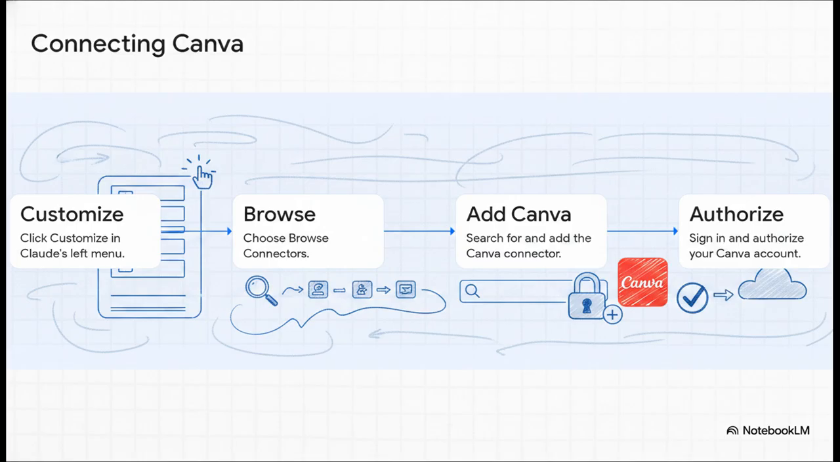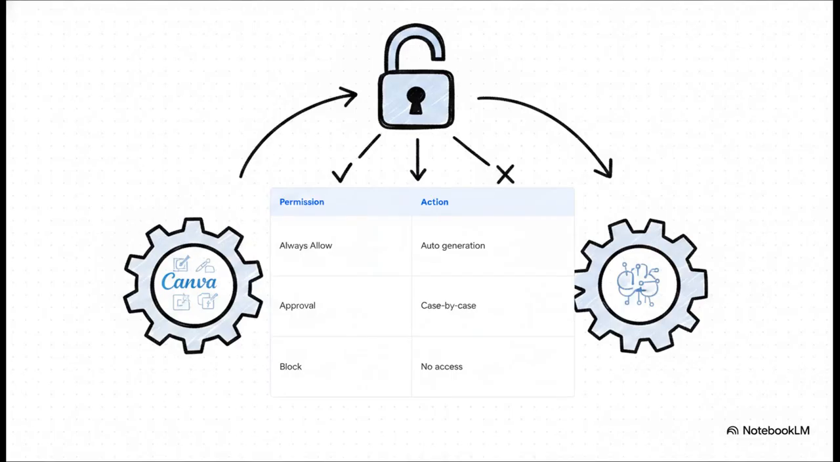How easy is that? Now, once you're connected, Claude gives you this brilliant list of specific capabilities it can perform within Canva. And this really shows the level of control you have. For literally every single task, you can choose Always Allow for automatic generation, Needs Approval if you want a little pop-up asking for permission case by case, or Block to make sure Claude never has access to do that specific thing. You are in total, complete control of your workspace security.